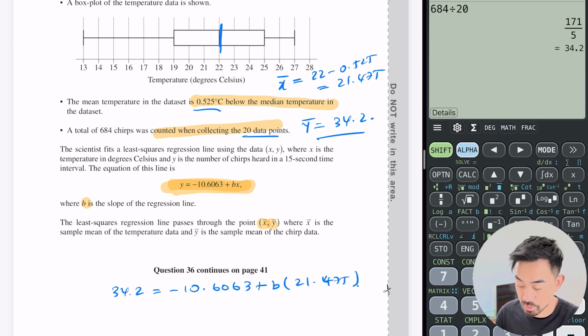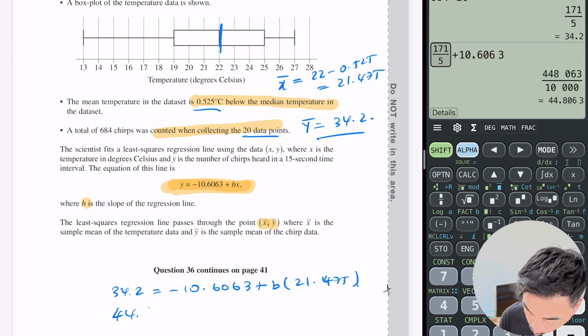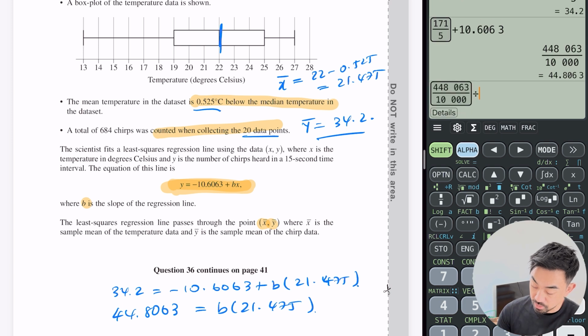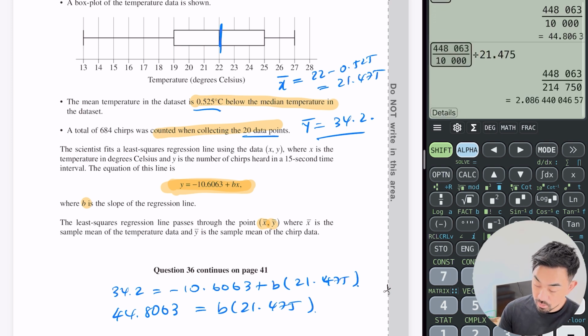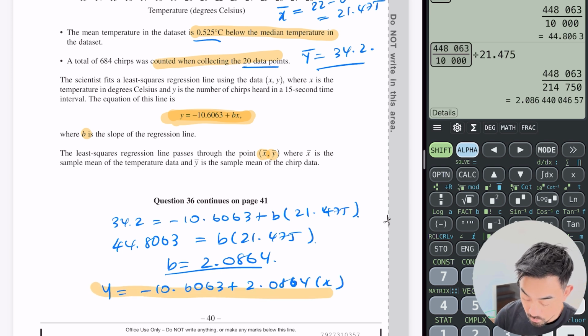Let's move the minus 10.6063 to the other side. So 34.2 plus 10.6063, that's 44.8063, is equal to b times 21.475. Divide both sides by 21.475. So b is 2.0864. So therefore, what do we know? y is equal to minus 10.6063 plus 2.0864x. Sheesh. That is your formula. Okay. So let's copy that.